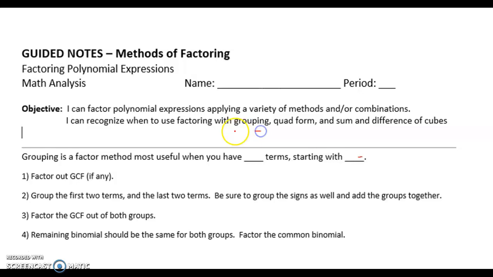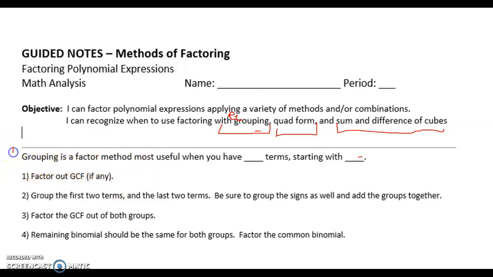One is called grouping. Miss Bennett likes to call this regrouping, because you'll notice how we regroup. We'll talk about that in a second. Another is called the quad form, and then we have the sum and difference of cubes. With that being said, let's talk about what grouping is.